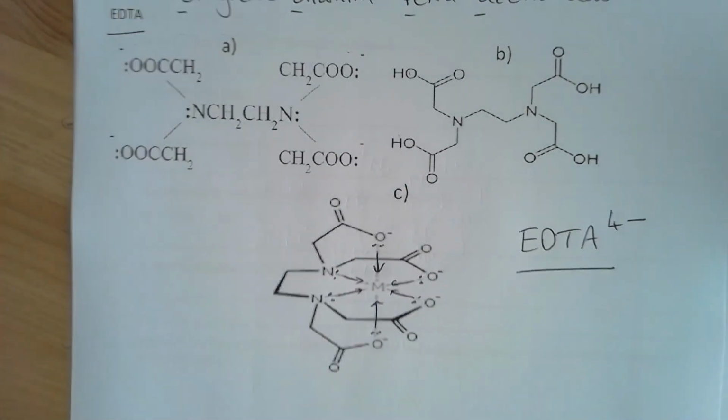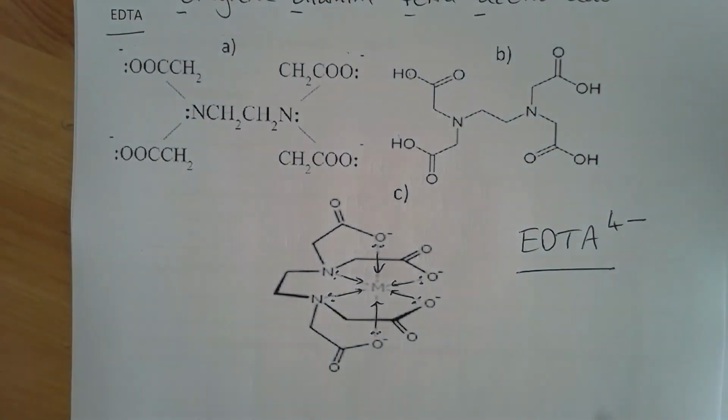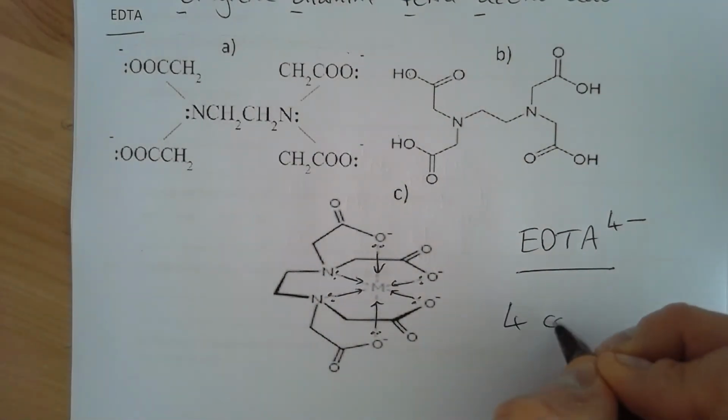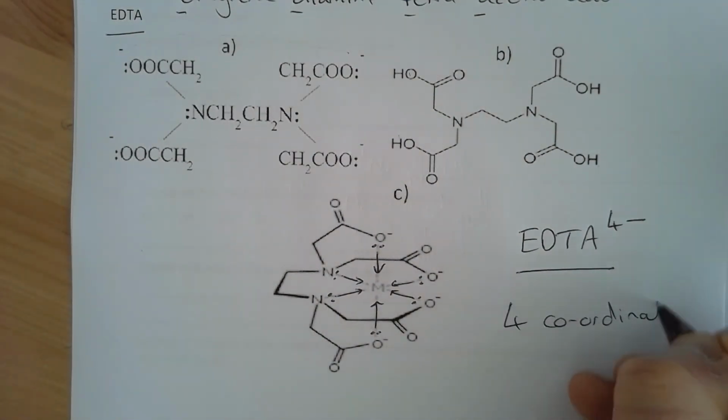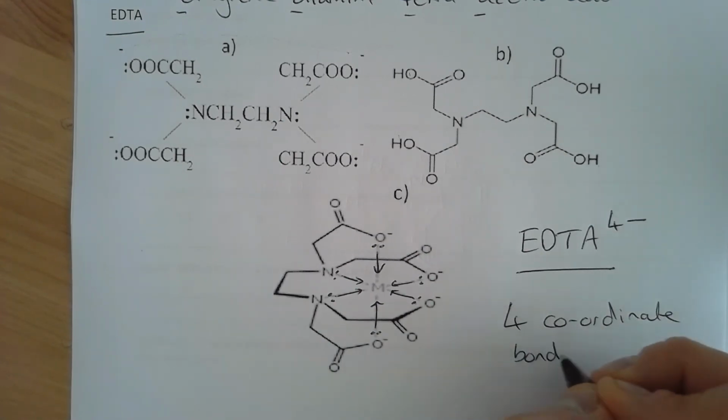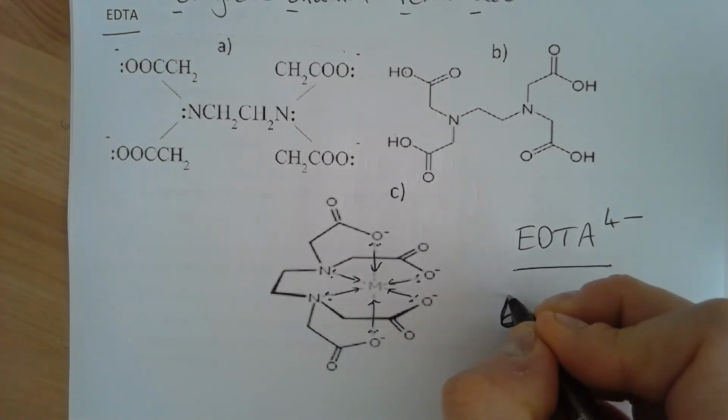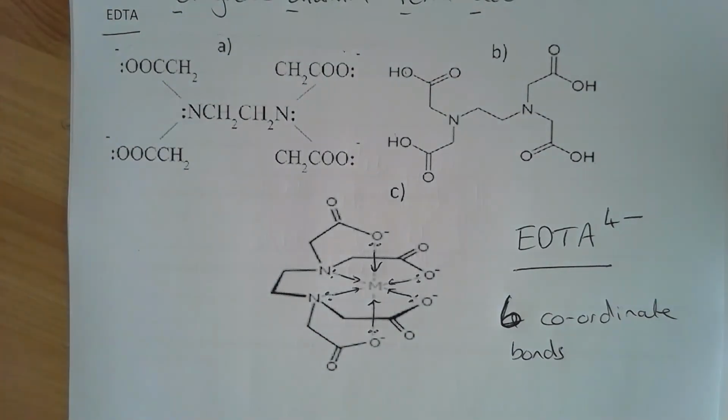You do not need to be able to draw the structure, but you do need to know that it forms 4 coordinate or 4 dative covalent bonds. Sorry, 6 coordinate or dative covalent bonds.